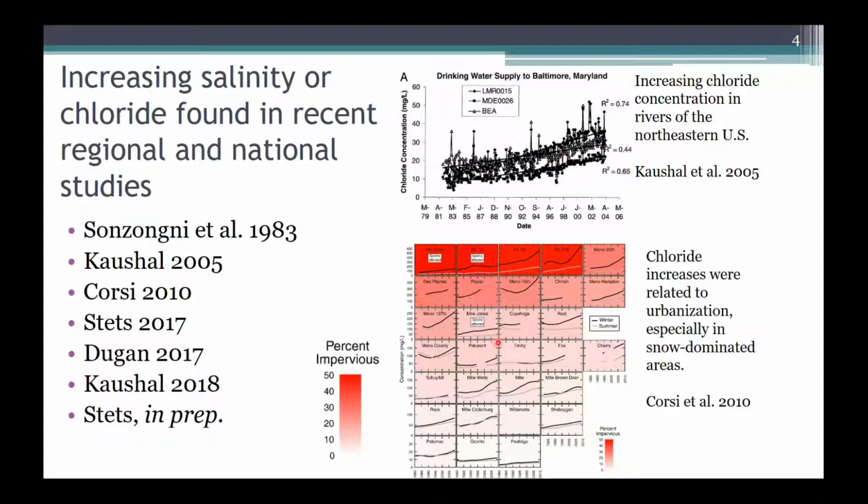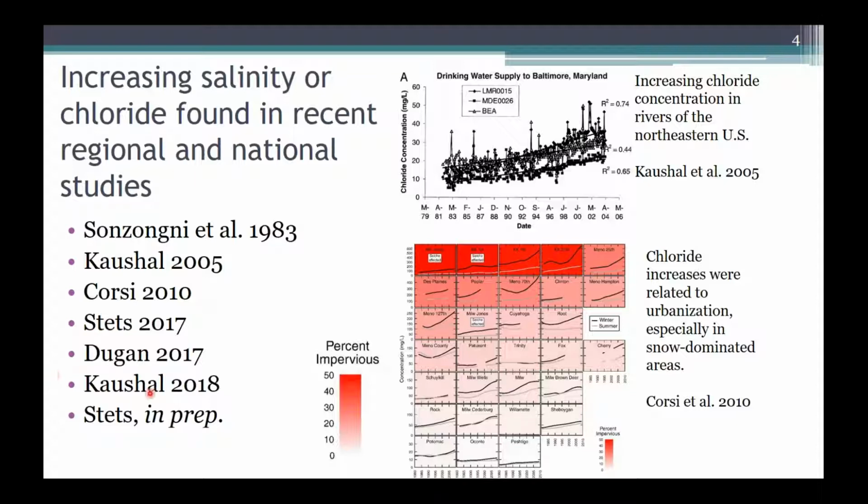Since then, Steve Corsi, who's also at the USGS, found increase in chloride in a wider variety of streams around the U.S. In this case, he related it more closely to urbanization. The color of the panels relates to the degree of impervious surface in the watershed. These very dark red panels are places that are highly urbanized, down to places that were less urbanized. He found that chloride concentrations and the changes in chloride were really related to urbanization, especially in snow-dominated regions, okay?